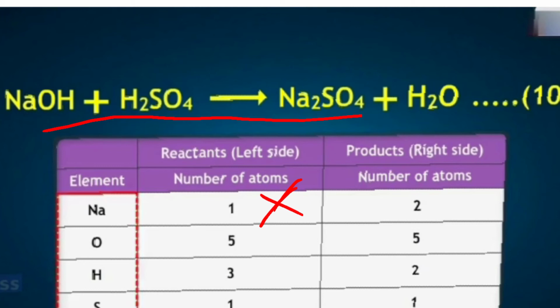Now the third step, children, is to start the balancing of the equation from the compound which contains the maximum number of atoms. Count the number of atoms here. H2SO4: O4, S1, and H2, so total 7. Here Na2SO4: Na2 means 2, sulfur 1, and O4, total 7. So these are the two compounds which contain the largest number of atoms. So from that we are going to start.